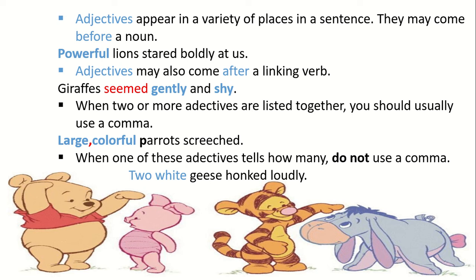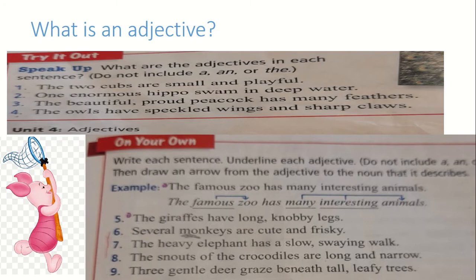But when one of these adjectives tells how many, do not use a comma. Okay? When you use how many and what kind together, you don't use a comma. 2 white geese honk loudly. Okay? Copy that information on your notebook.